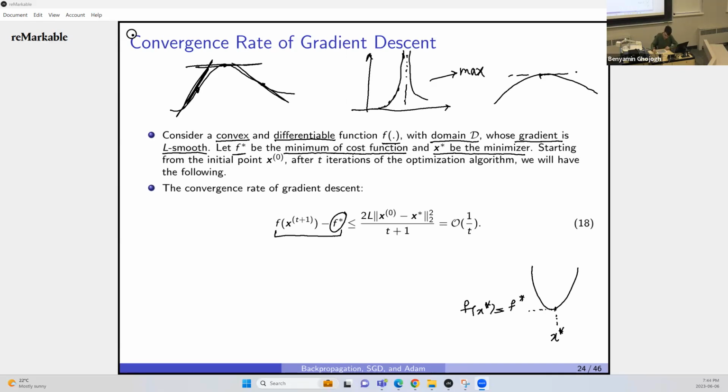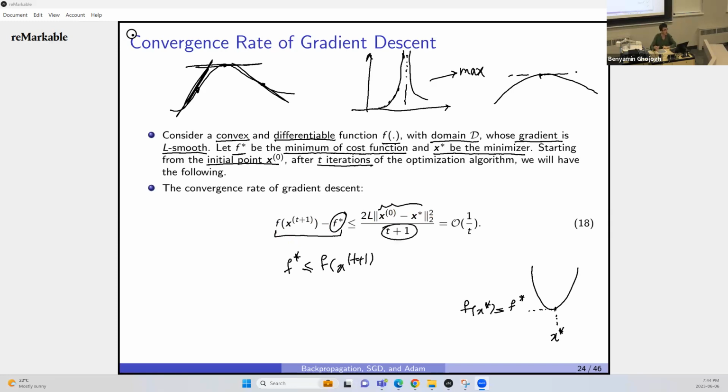Starting from the initial point x0, after t iterations of the optimization algorithm, we'll have the following. This is the convergence rate. By distance, I don't mean the distance of x's, I mean the distance of cost values. Of course, f of x t plus 1 minus f star is greater than or equal to 0, because f star is the minimum cost. And it is less than or equal to 2 L times the squared L2 norm of x0 minus x star, over t plus 1. This is the distance between x star and the initial point, not the point at this iteration.